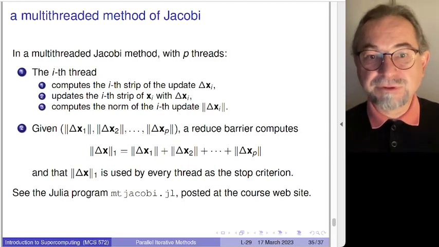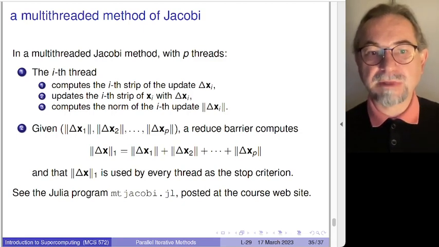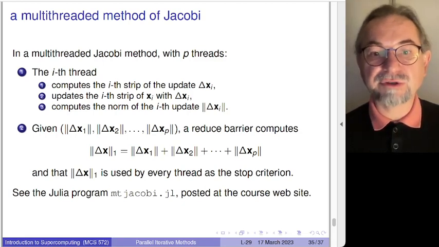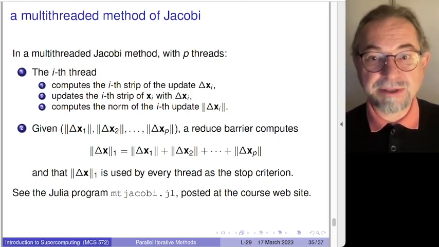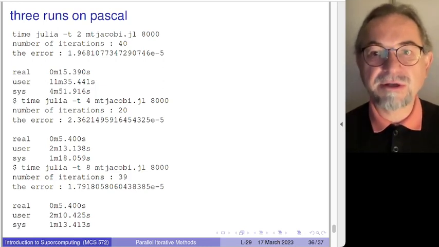After the computation of the norm, we have an array of P positive numbers, and then the reduce barrier has to compute this sum. Then every thread is going to compare the sum with the tolerance, and decide this as its stop criterion. A fairly simple recipe and effective. So here I've done 3 runs on Pascal.